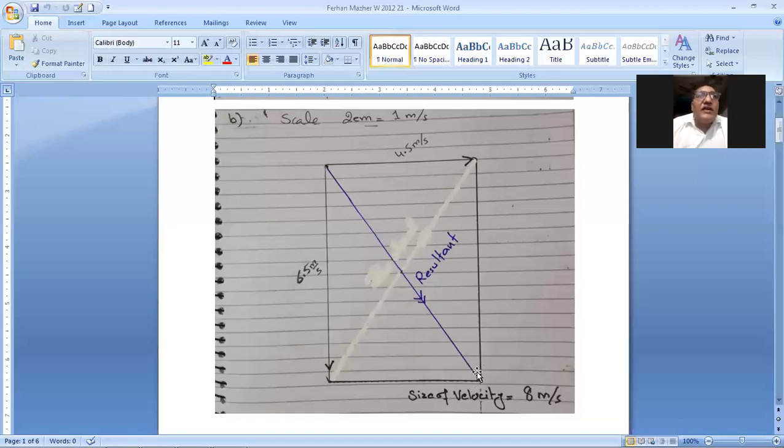So I will measure this. It will be approximately 16 centimeter, and 16 centimeter means 8 meter per second. So the size of the resultant velocity is 8 meter per second, and the scale we have chosen is 2 centimeter representing 1 meter per second. It was a 3-mark question. You have to actually draw this on a paper, and when you draw this, you will understand it better. I hope that this is clear to you.